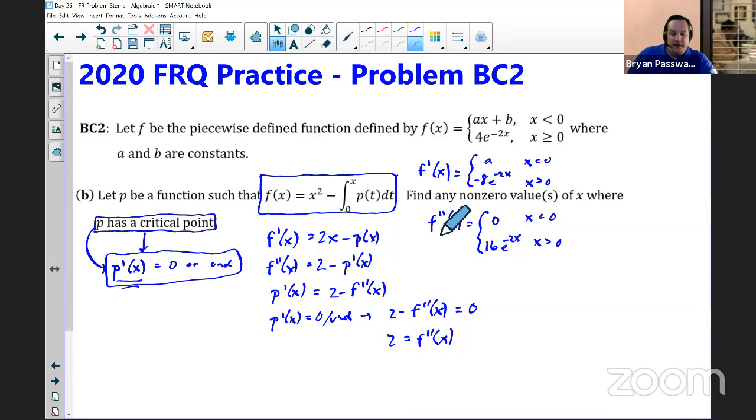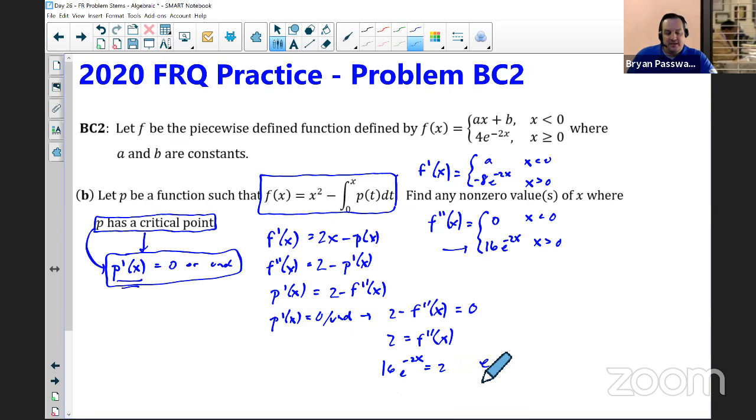So I want to know when the second derivative is equal to 2. Well, the good news is the top will never equal 2. It's always 0, so that won't give me any solutions where x is negative. The bottom piece, I want to know when this bottom piece equals 0, because that's my f double prime. So we're going to get 16 e to the negative 2x equals 2. And we're going to solve this little algebra problem.